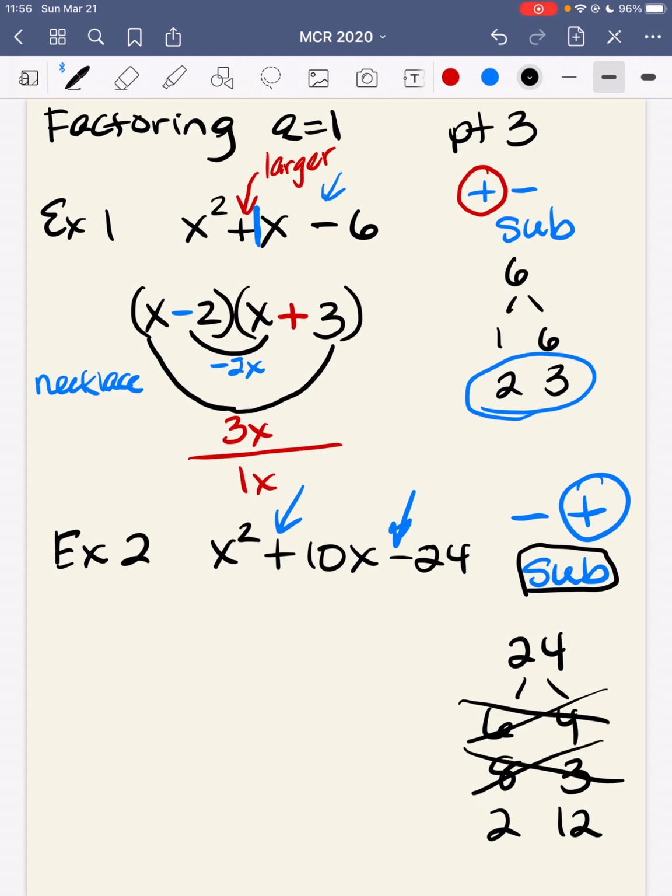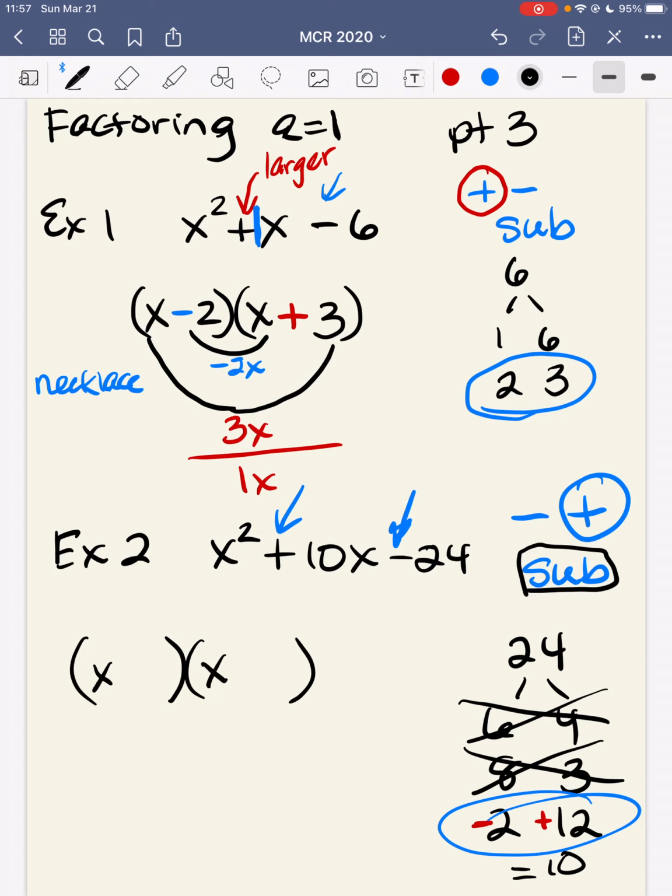However, 12 minus 2 does equal 10. So now I have a winning pair. All right. Now the positive must go with my larger number. So my 12 must end up being positive and my 2 must end up being negative. Let's set up our two binomials. I have x's in this, so I'm going to put x in the front. I'm going to put my 12 and my 2. My 12 should get my plus, because I determined that already. My 2 should get my minus.